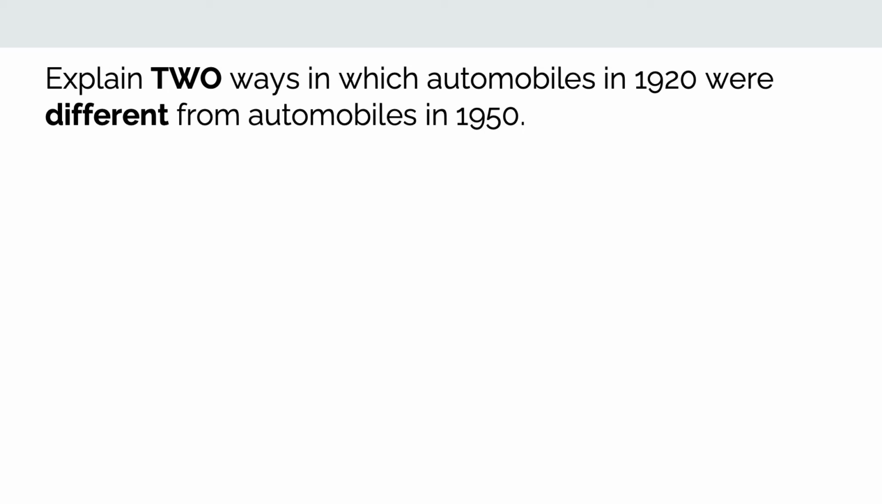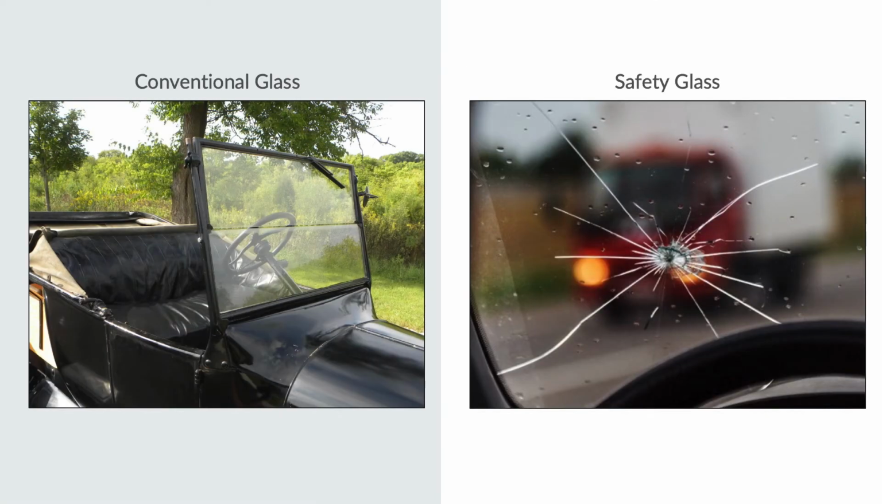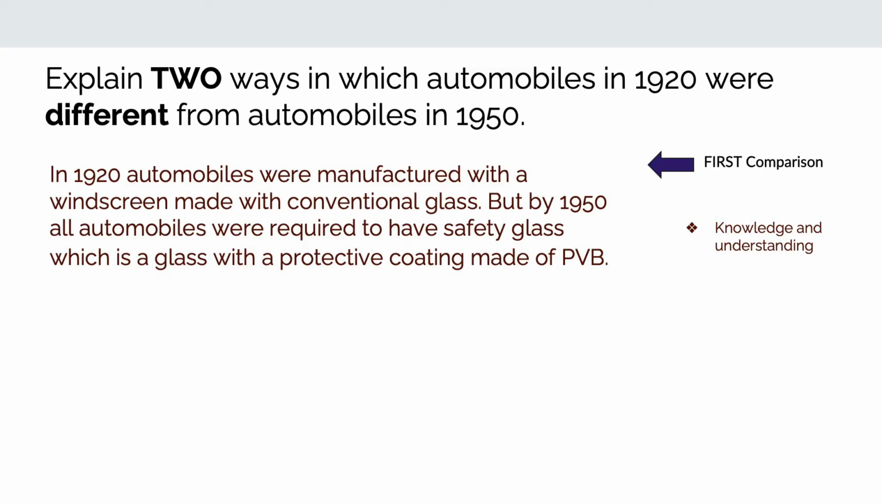The first one I thought of was safety. Automobiles were definitely much safer in the 1950s. And in particular, I thought about glass. This is just something that I happen to know about. So what I would essentially do is I would form my first paragraph and focus on a specific topic. In this particular case, glass.